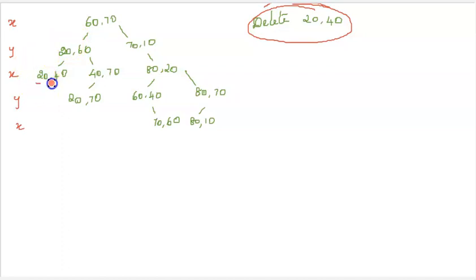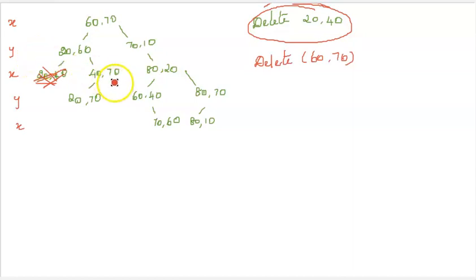So I find 20 40 in this dimension, right? So since it is a leaf, it is very easy to delete. So simply remove this node from the tree. So simple. So this is how you delete a leaf node.